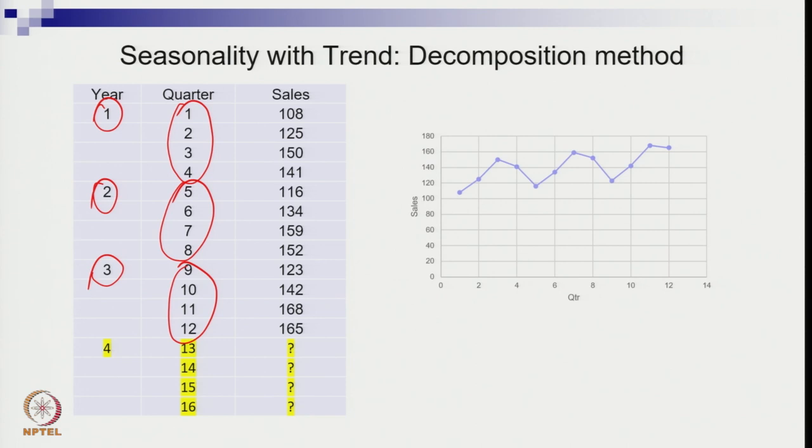You might have 4 years, 5 years of data, which will be easier for the calculation. Suppose you have a minimum of 3 years of data, and with this data we will make the forecast for the fourth year using the decomposition method. Remember, here we are not using the Winter's Holt method. We are using an alternative method which is very popular in industry, called the multiplicative decomposition method.